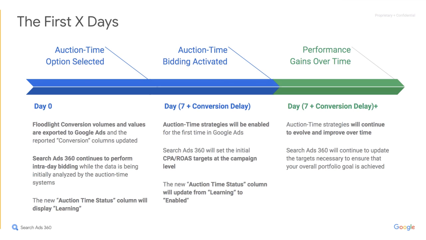In Search Ads 360, we'll start setting up the CPA and ROAS targets at campaign level, and you can check in the auction time status column. You'll notice that it's changed from learning to enabled. After day 7 plus conversion delay, we are seeing good results. The performance is getting better, and there are other things that I will cover in a couple of slides.